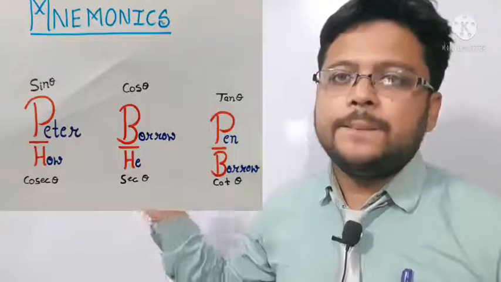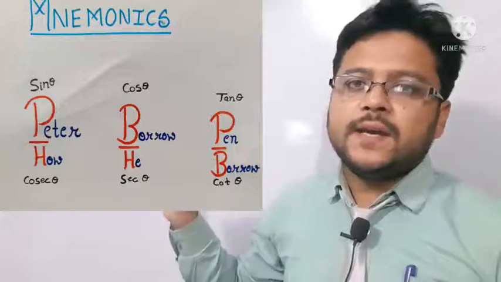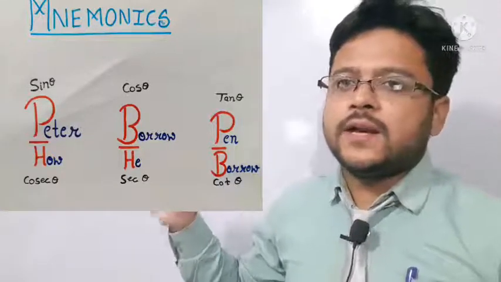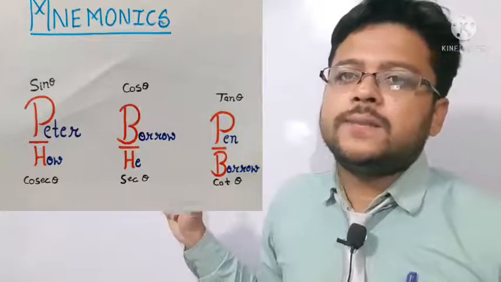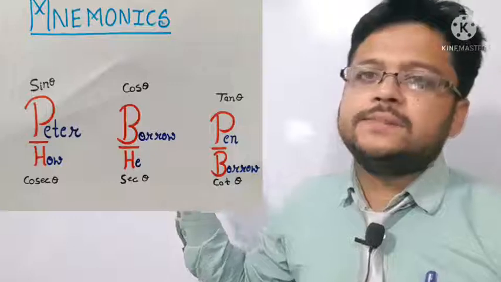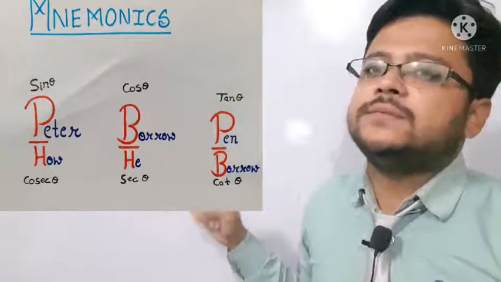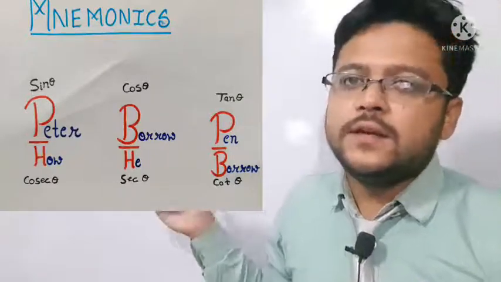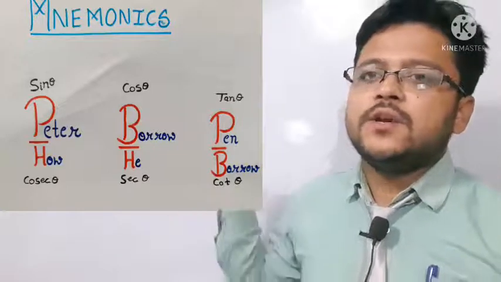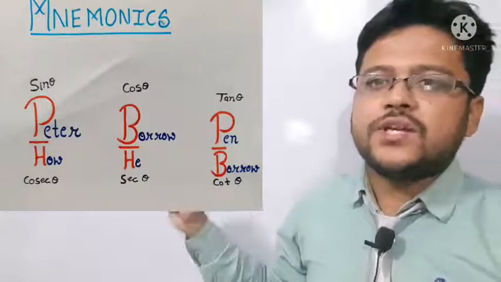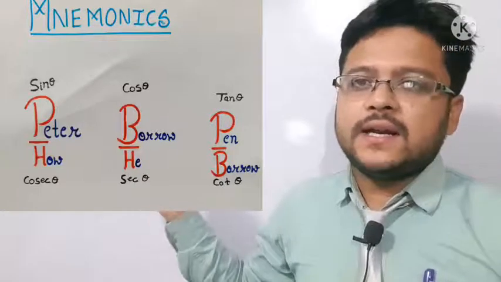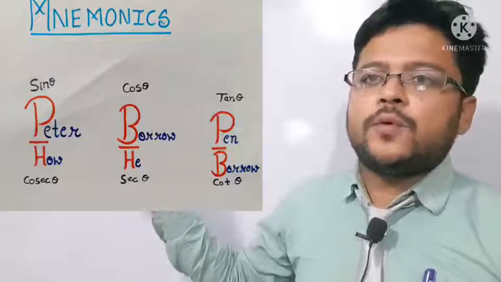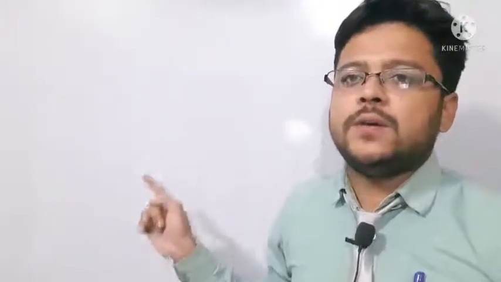I hope you understand it. P of Peter means perpendicular, and below P there is H of how, so sin is P upon H, and cosec becomes H upon P. Simply you can learn with the help of the mnemonic in the same series. Cos theta is B upon H, and sec theta is H upon B. In the last phrase, tan theta is equal to P upon B, and cot theta is B upon P. I hope you understand this.